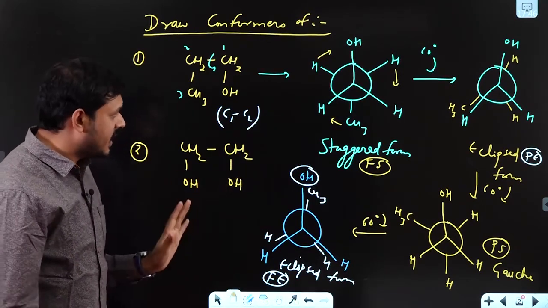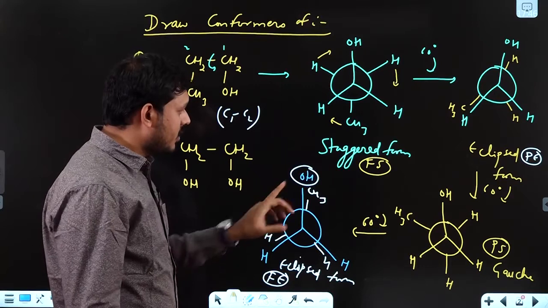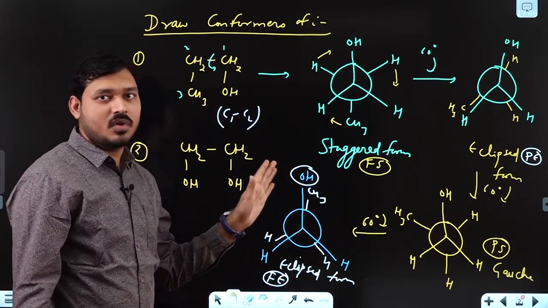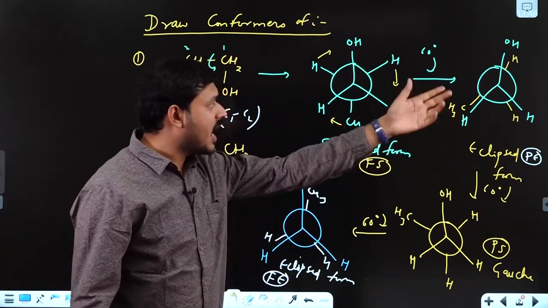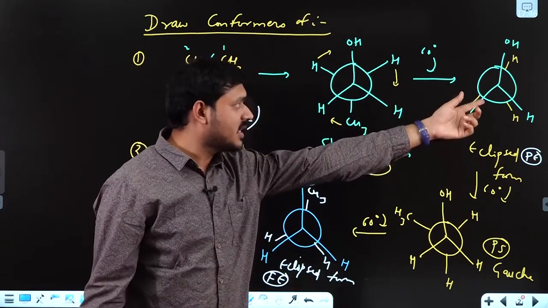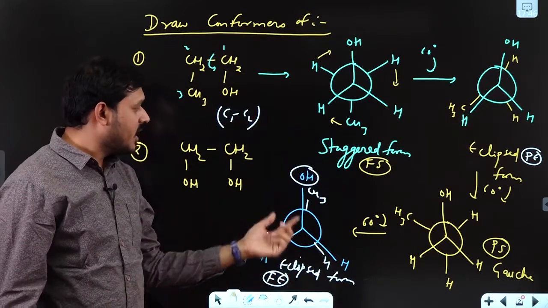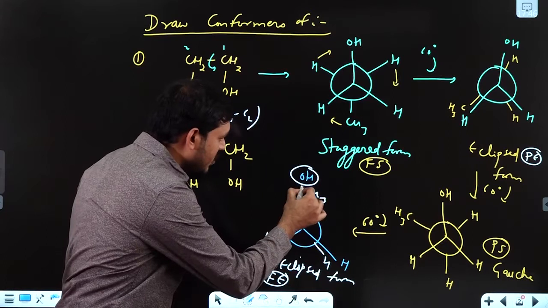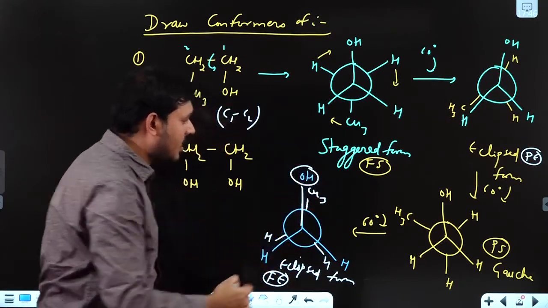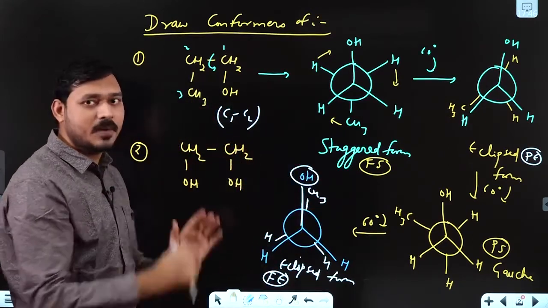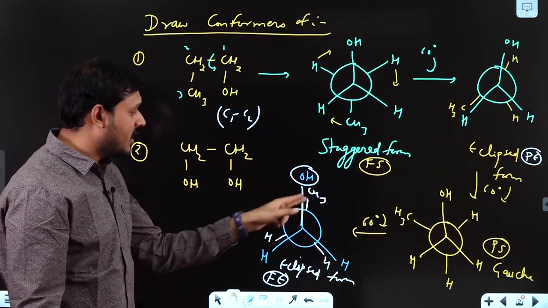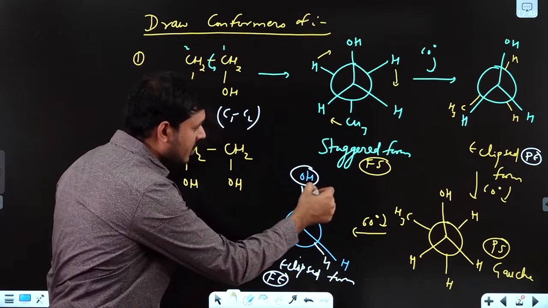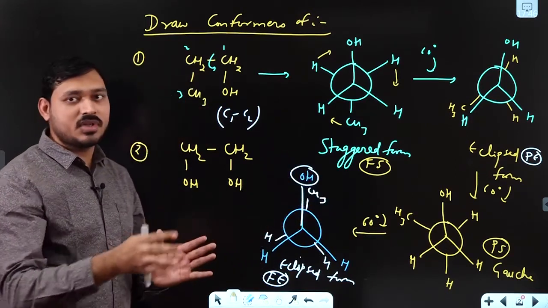Now let's find their stability order. In the two staggered forms there is the least van der Waals strain as well as torsional strain. But in either eclipsed form there is maximum torsional strain, due to the two bonds being parallel in front and back of each other. The electron pairs of the two bonds repel each other to the maximum, and the two groups also repel each other due to van der Waals strain.